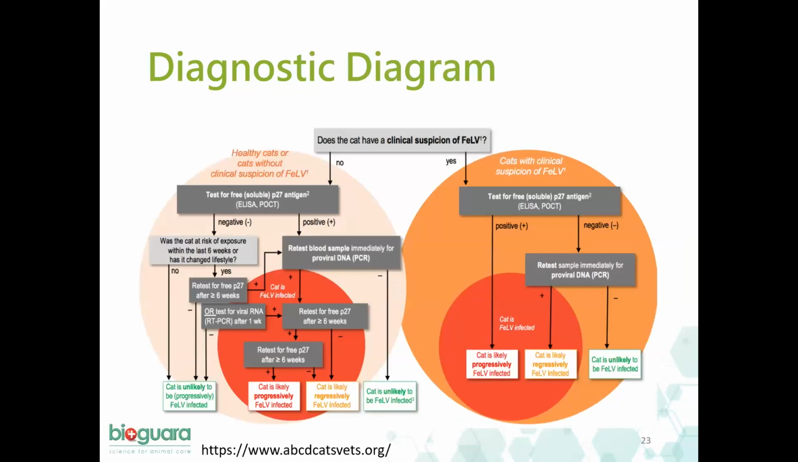So this is a diagram of how to test a patient. The first step is to ask if the cat has a clinical suspicion of FeLV. This means that the cat is showing signs of illness that could be caused by FeLV, such as fever, weight loss, or lymphadenopathy, or the enlargement of the lymph nodes. If the cat does not have a clinical suspicion of FeLV, then it's unlikely to be infected.